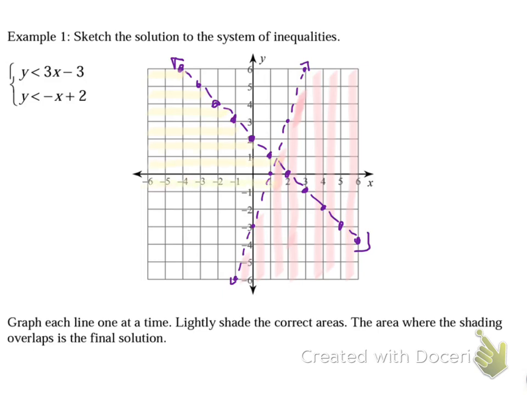And once we've shaded below the line, you look where the two patterns overlap. And the two patterns overlap in this area right here. And that is your solution.